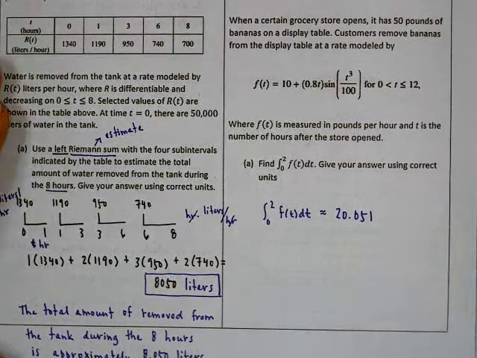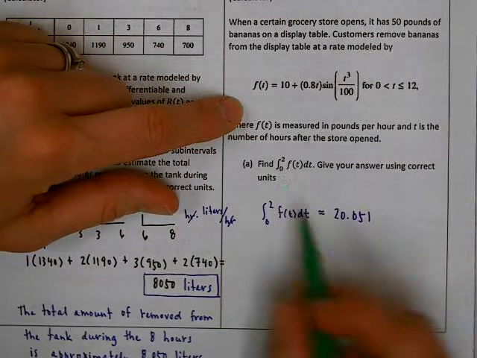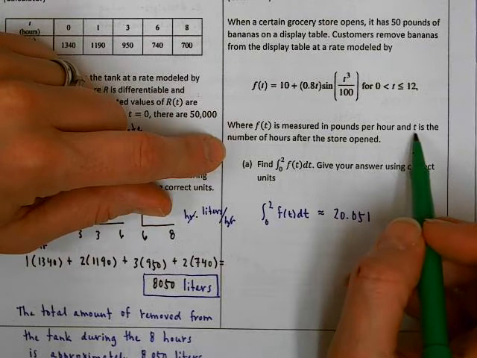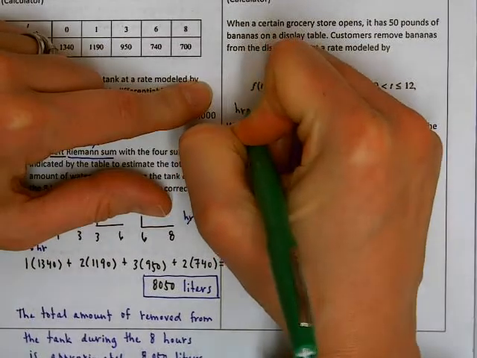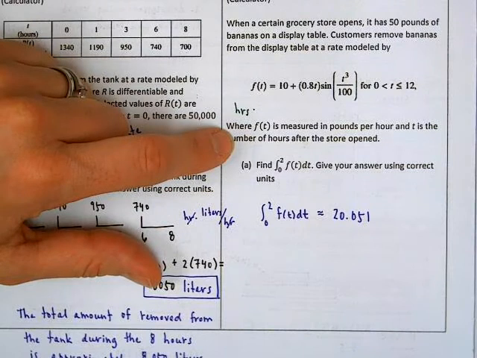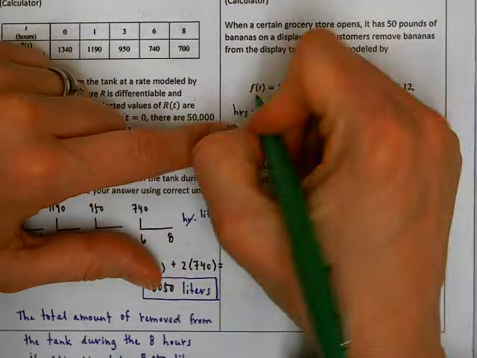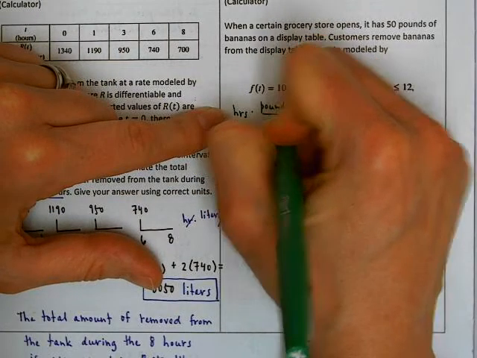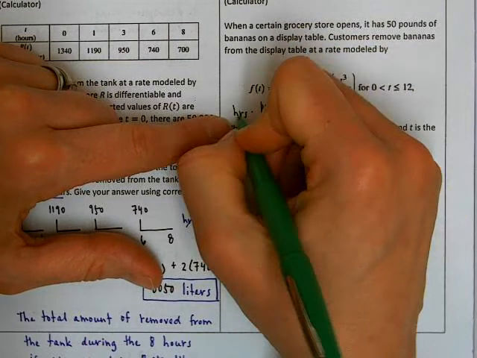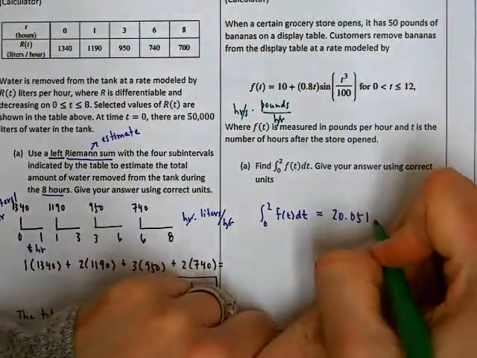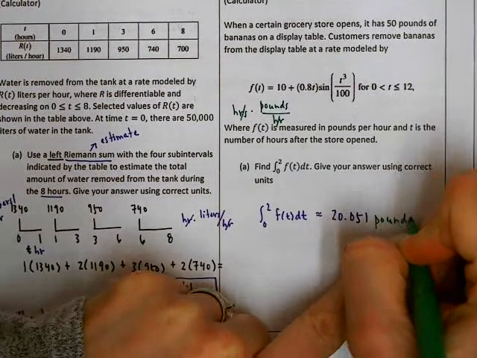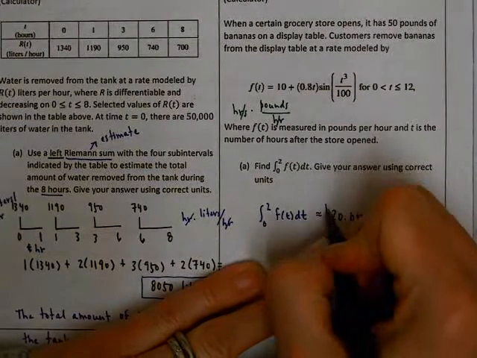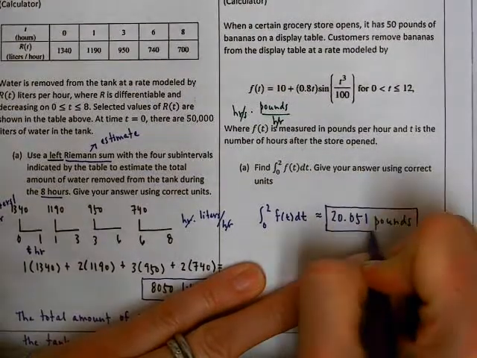So in this problem, I'm just going to do this up here. Again, my time was measured in hours. Since this is an integral, I know I'm multiplying like I would with area. My function is in pounds per hour. So I'm multiplying hours times pounds per hour, which leaves us with pounds. So that would be the answer if they just asked us for the answer using correct units.